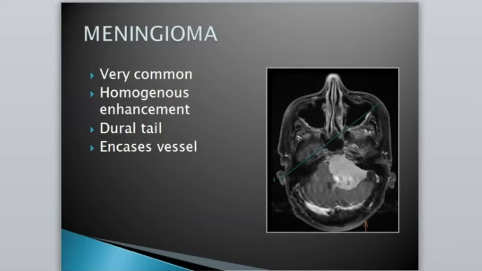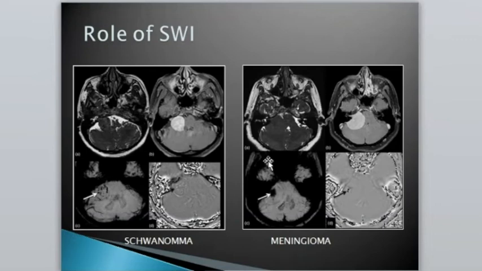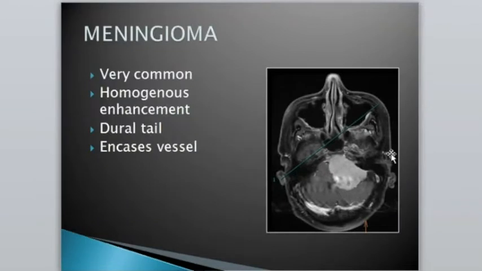Okay. Fine. So SWI sequence is the susceptibility weighted imaging, which is possible with a higher end 1.5 or a 3 Tesla, and which would show presence of calcification or hemorrhage. So we could see the hemorrhages in this acoustic schwannoma as against meningioma, where we do not see any petechial hemorrhages. Moving on to meningioma, these typically show homogeneous post-contrast enhancement, a dural tail, and they can encase vessels as against schwannoma, which will displace vessels.